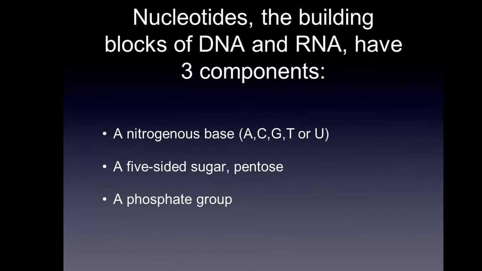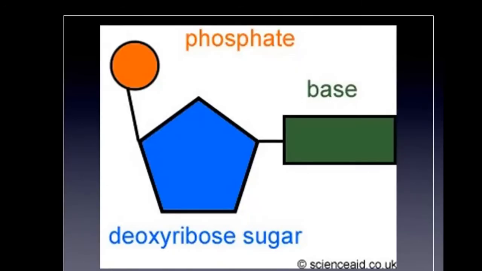So those monomers we talked about, the building blocks of DNA and RNA, called nucleotides, are made up of three parts again. The nitrogenous base, a 5-sided sugar, and because it's got 5 sides, it's called pentose, and a phosphate group. There's a simplified model. So here's the phosphate, and this is the sugar, the pentose, and that's going to bond to another phosphate, which is going to go down and bond to another pentose. So that's the sugar phosphate backbone.